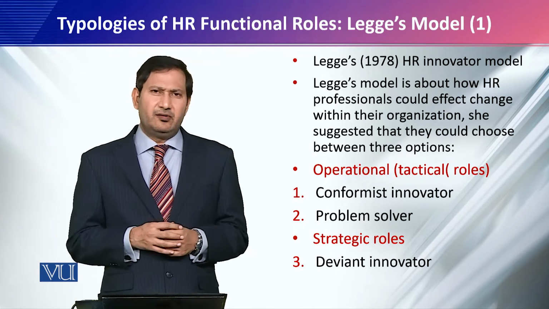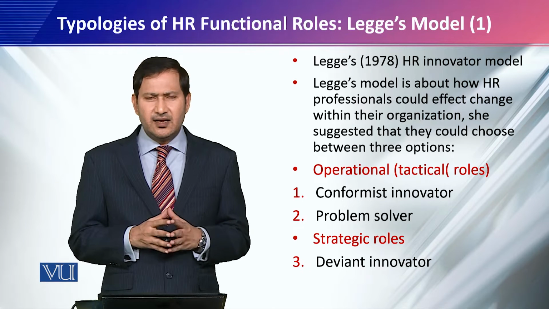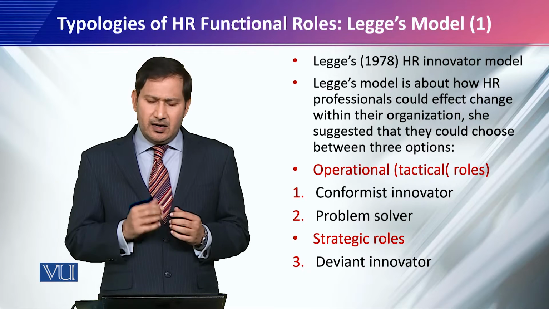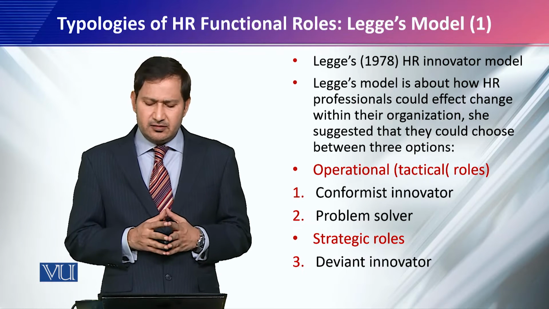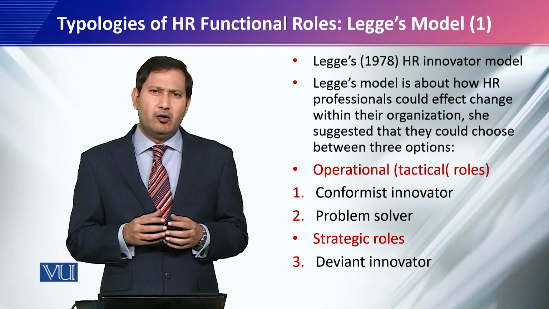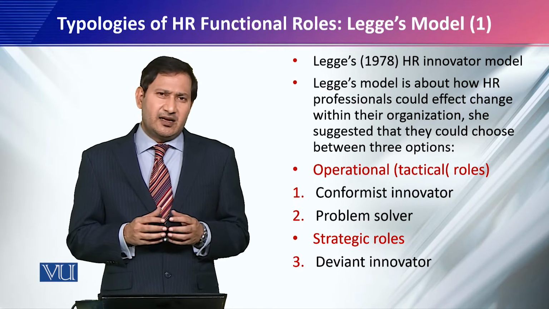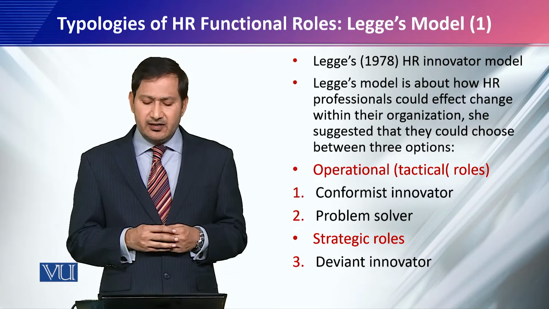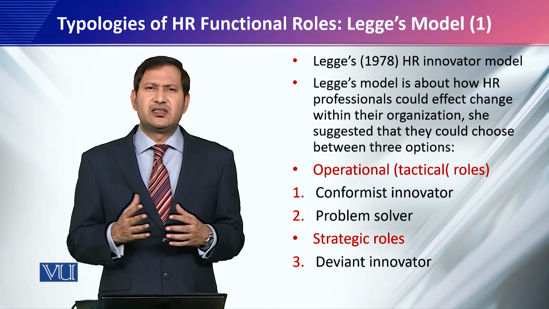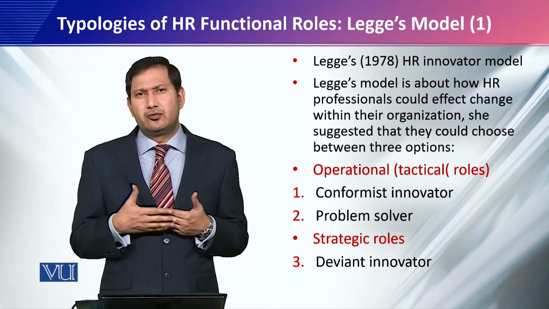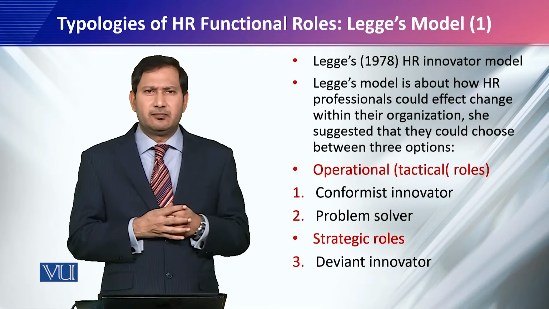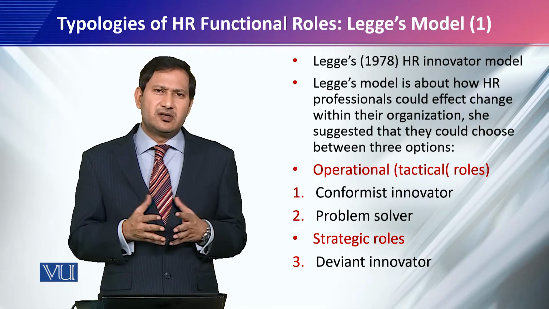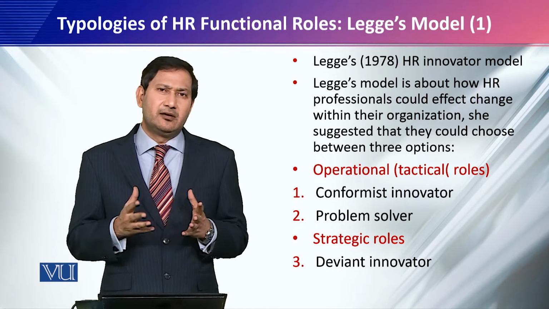The first model we are talking about is Legge's 1978 HR innovator model. Legge's model is about how HR professionals can affect change, and Legge suggested they can do so in 3 ways. Two roles are operational or tactical roles. When we say tactical roles, we are talking about managing something in the short term. When we are talking about strategic roles, we are talking about something planned and long term.